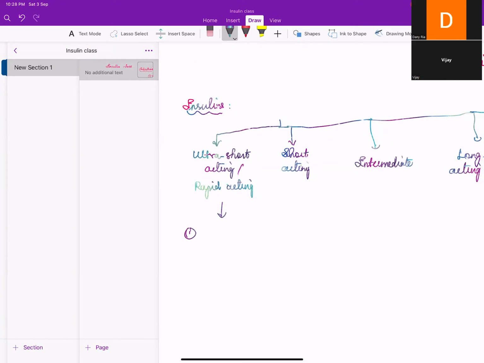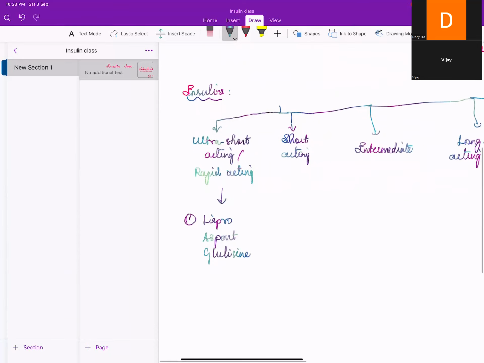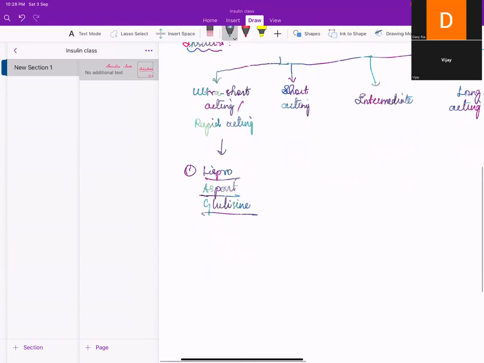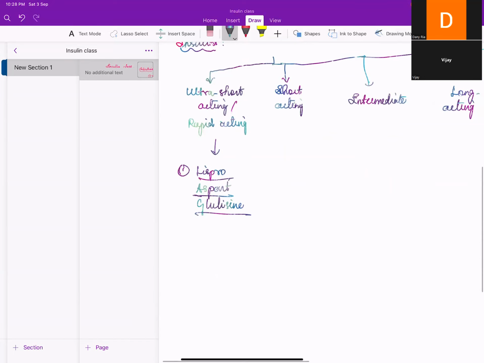Ultra short acting will be the insulin analogs: insulin aspart, lispro, and glulisine. Many trade names are available. Aspart is called Fiasp in the market, and glulisine is called Apidra. Both Fiasp and Apidra are ultra short acting insulins.